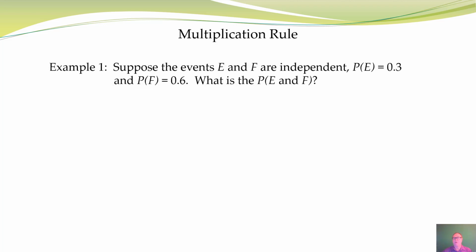An example: suppose the events E and F are independent. Probability of E is 0.3, probability of F is 0.6. What is the probability of E and F? Well, in this case, the probability of E and F would be the probability of E times the probability of F, which is 0.3 times 0.6, which turns out to be 0.18.